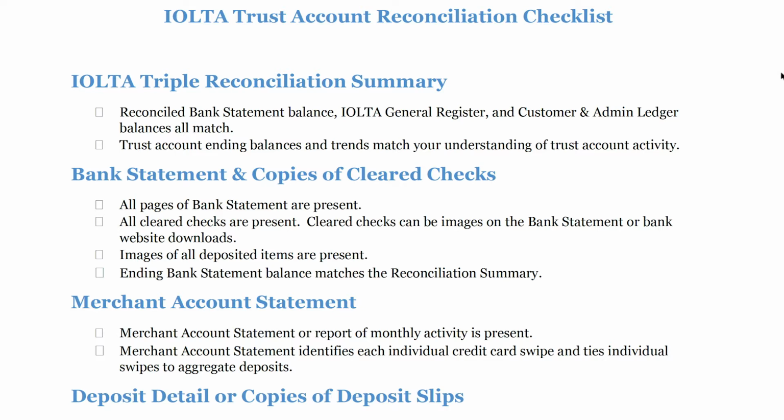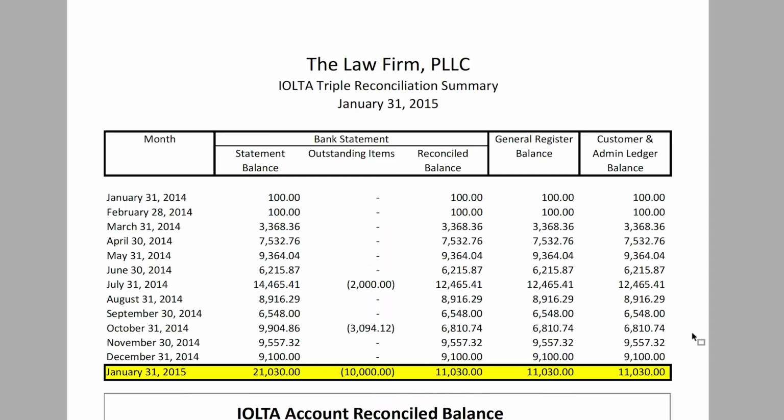We use this checklist internally when preparing IOLTA reconciliation reports, and we give copies of this to our clients for their review. What I'm going to do is jump over to our example IOLTA reconciliation report and talk through each of the checklist points from the example. If you want, I would suggest downloading a copy of the checklist from the link below and following along on the example. This is the example IOLTA reconciliation report that we use. Let's go through each of the checklist points while looking at the example reconciliation report.